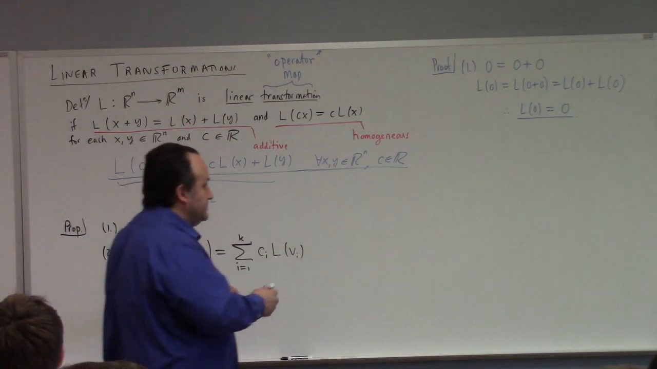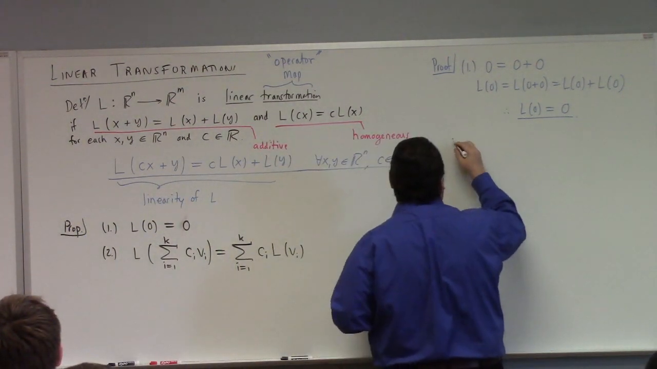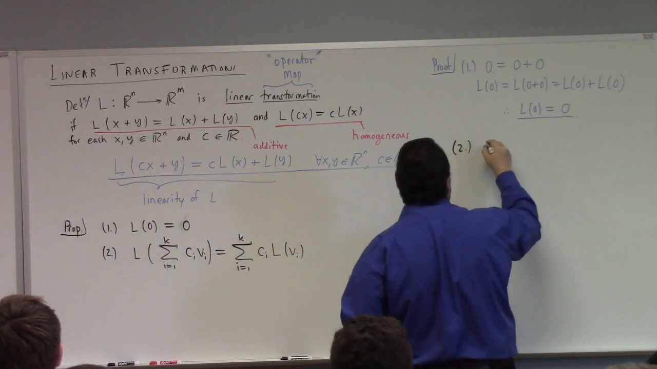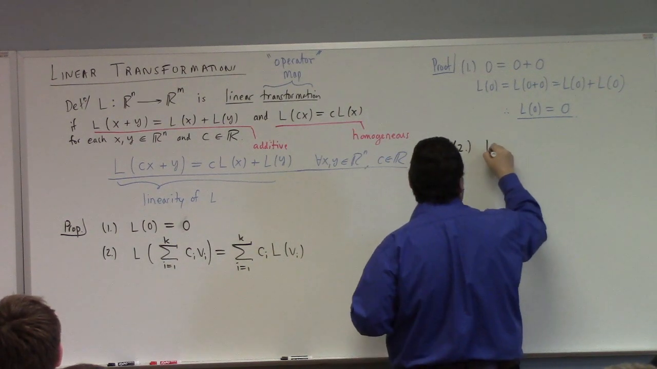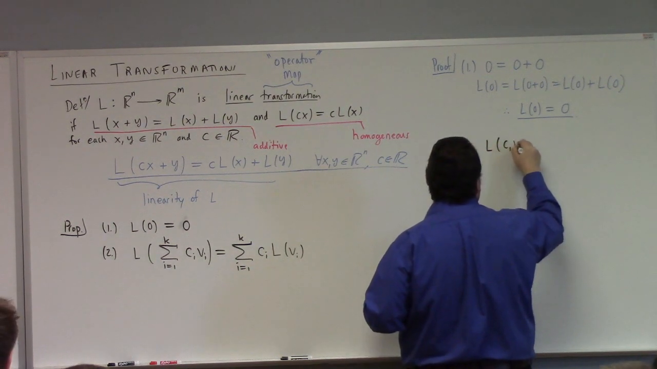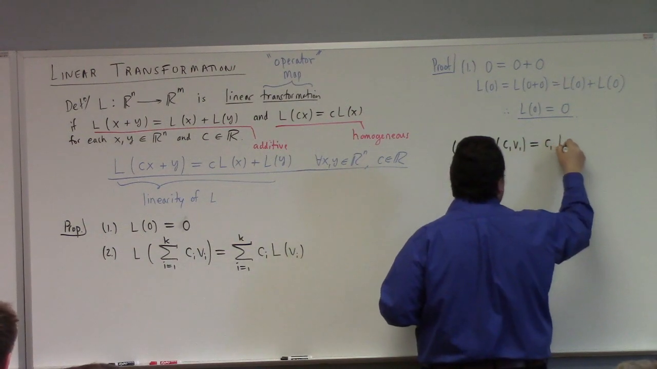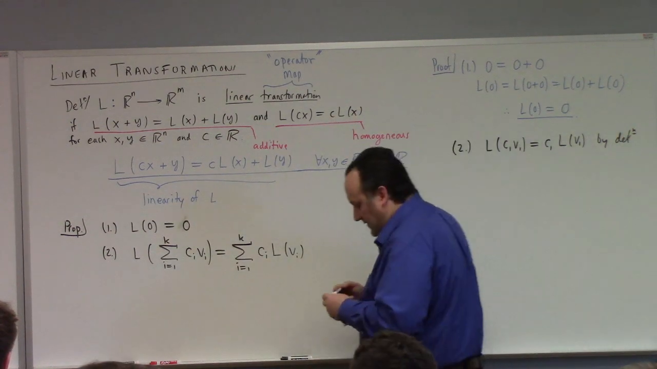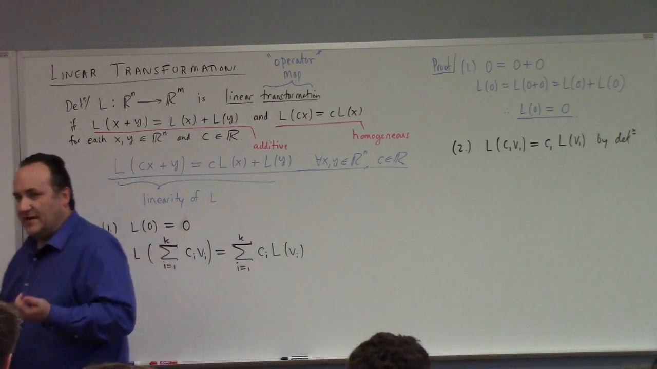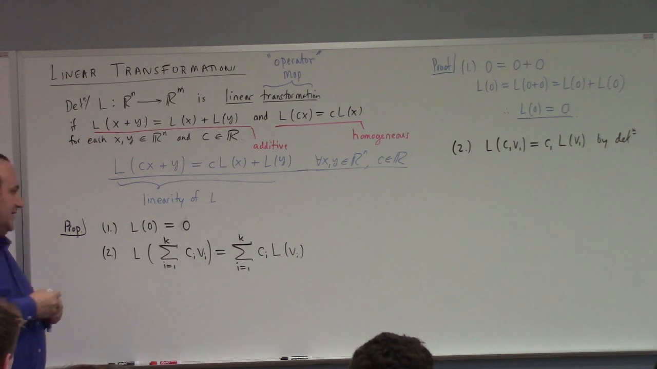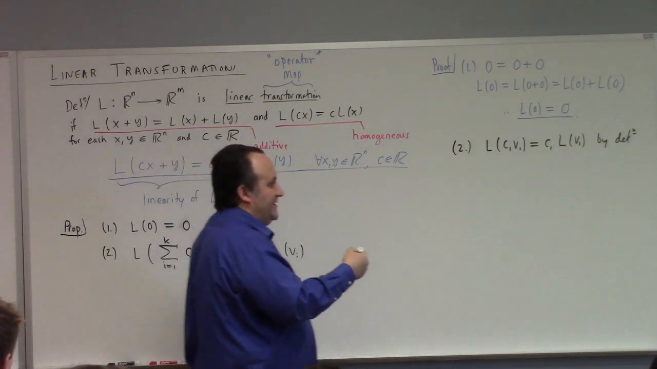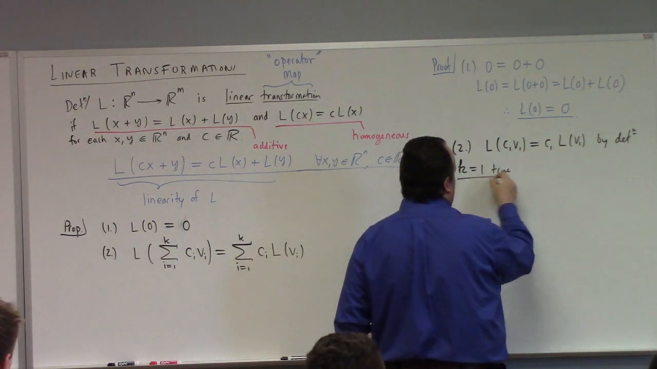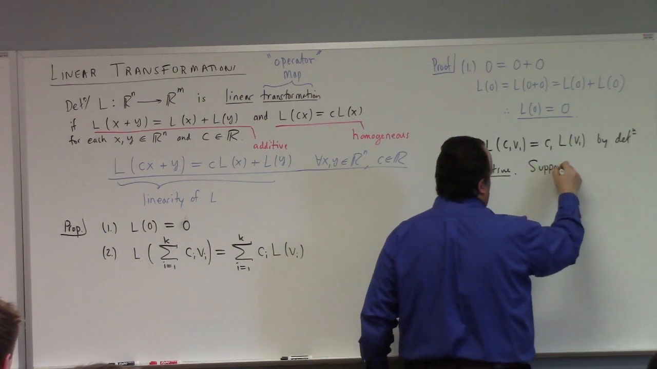Now number 2, I'm going to show you a proof by induction. So first of all, notice that L of C1 V1 is equal to C1 L of V1 by definition. So by definition of linear transformation, we can pull the constant out, right? So my claim is I'm going to give you a proof by induction on K. So K equals 1 is true.